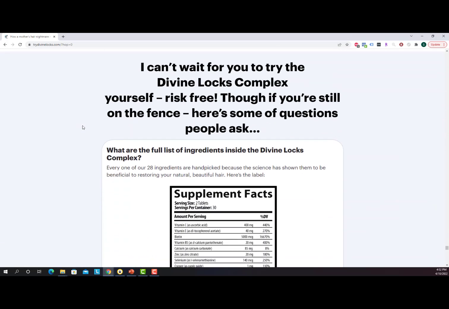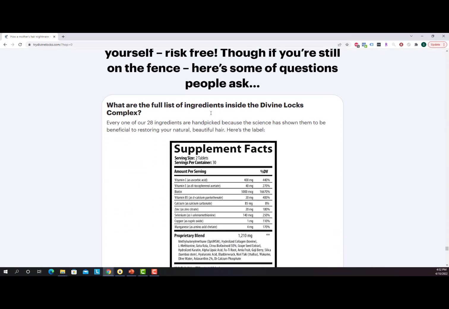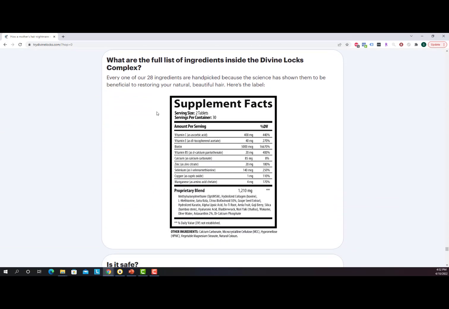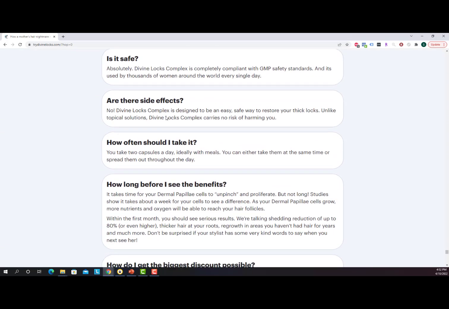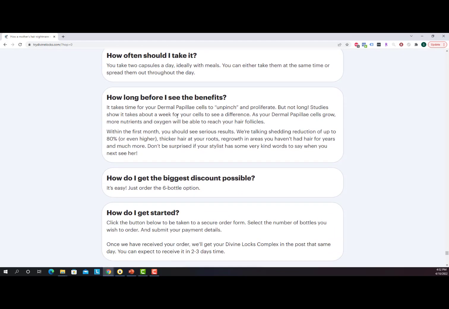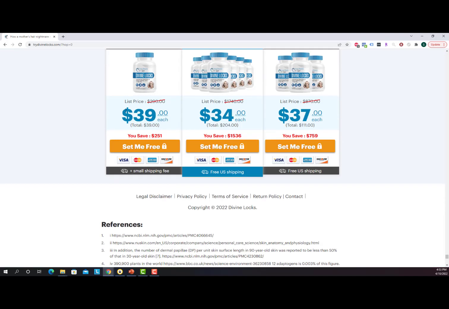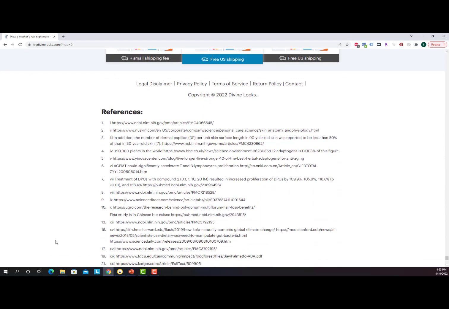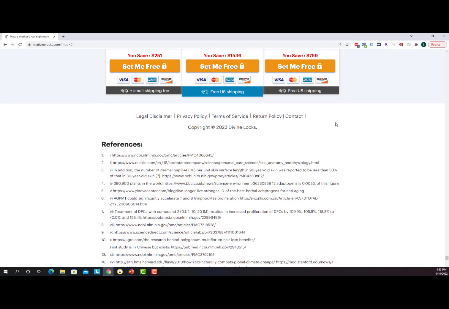Another call to action. If you're still on the fence, here's the full FAQ. Full list of ingredients. Is it safe? Side effects? How often should I take it? How long before I see the benefits? How do I get the biggest discount possible? How do I get started? So you got the FAQs, another final call to action, and finally your standard footer page with references.